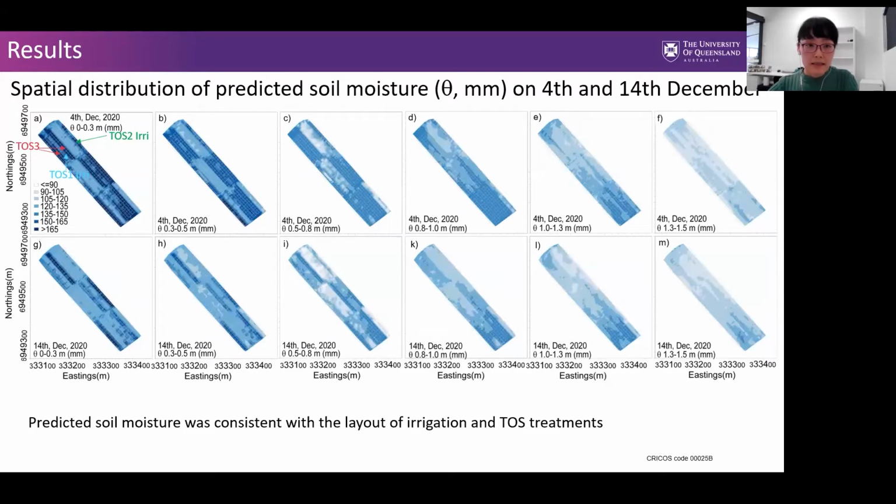After 10 days, the spatial distribution patterns of the soil moisture were still similar to those on the 4th of December, but the soil moisture profiles across the whole trail were generally drier, especially at depths between 0 to 1 meter.